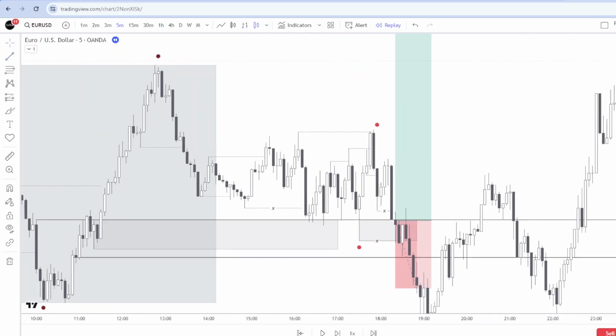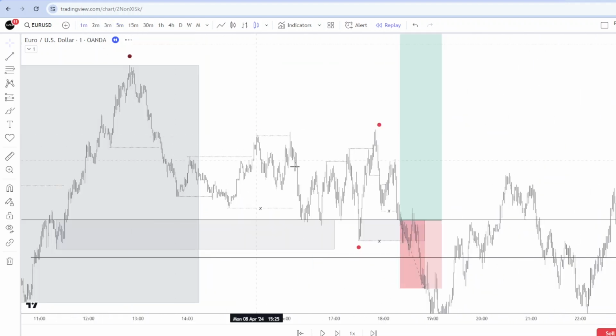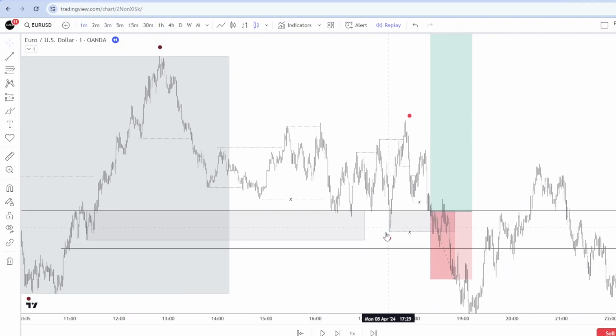So when it took out that high, this was a strong high, as you can see. Run on liquidity and break off this structure. Strong high was taken. So I went on my lower time frame, which is my M1, to look for possible entries as this became strong.